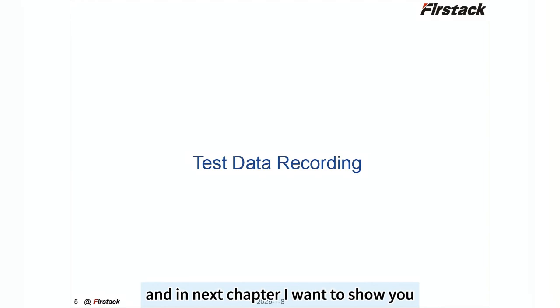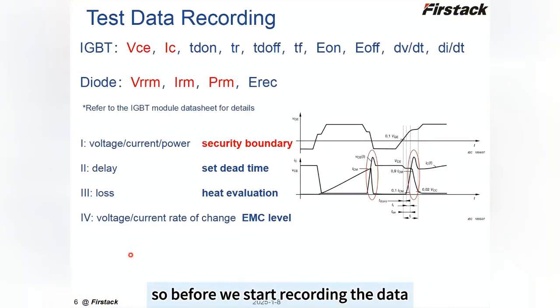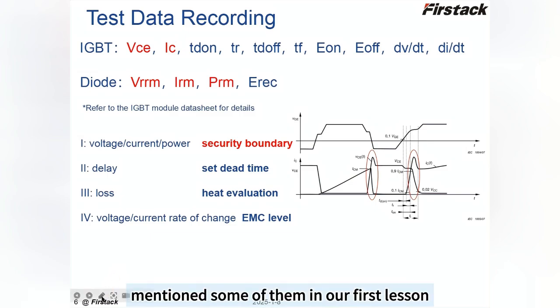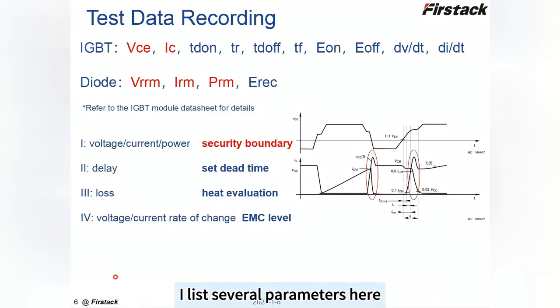And in the next chapter, I want to show you how to record the data after the test, after we get the waveform. Before we start recording the data, we need to know which data we need to record. Actually, I have already mentioned some of them in our first lesson. I list several parameters here for IGBT and diode respectively.